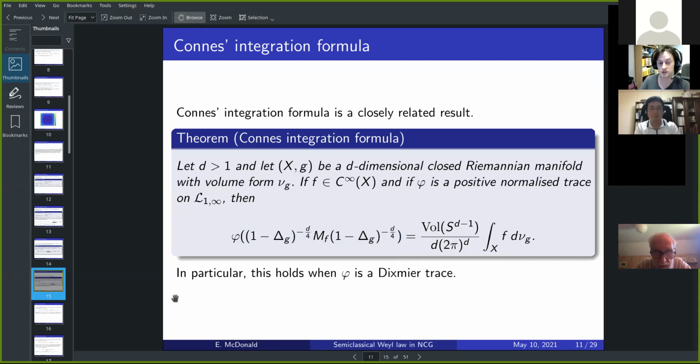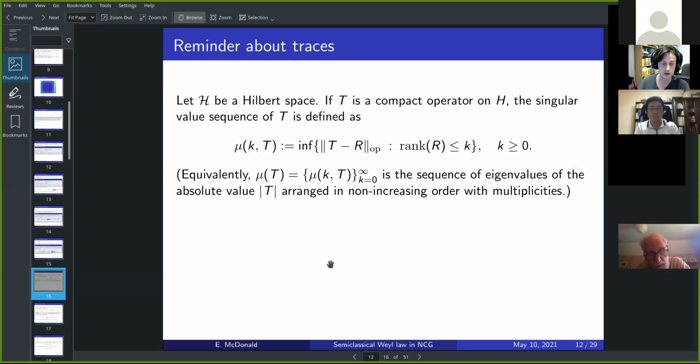So here we've got (1 minus delta minus d on 4) times Mf times (1 minus delta minus d on 4), rather than having all the Mfs on the left and 1 minus deltas on the right. This version's a little bit more convenient for what I want to discuss in a moment. So let me remind you about all this operator theoretic stuff.